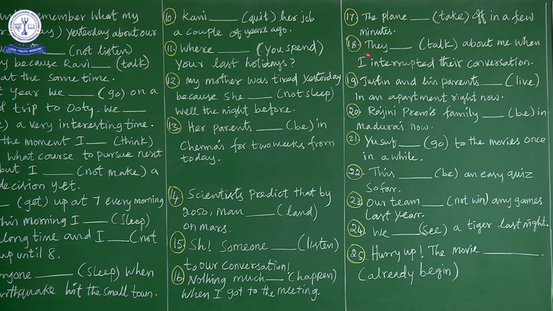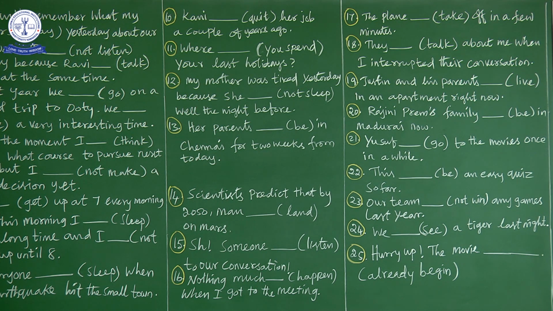Now the 18th one. They dash talk about me when I interrupted their conversation. Now what is the clue word here? The clue word here is when I. So when is a keyword. So here it is a past tense. So in the context it is a past continuous. So they were talking about me when I interrupted their conversation. Why should we go for past continuous tense here? Because there is another past action here. Okay. So which means the previous one is continuous.